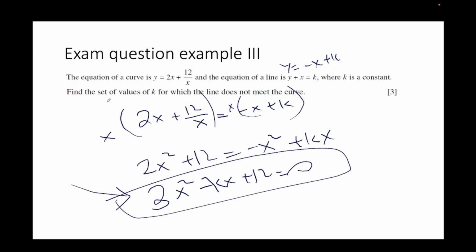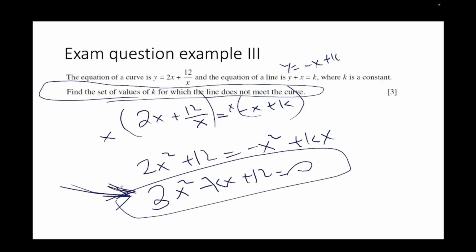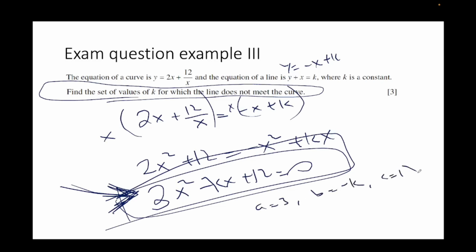We're trying to talk about the scenario in which there are no answers, because that's what it means for it not to meet the curve. No answers. Discriminant less than 0 then, isn't it? How about we find the discriminant then? We know it's discriminant less than 0, because it exists; we're dealing with a quadratic equals 0 scenario. A is 3, b is negative k, c is equal to 12. B squared minus 4ac, k squared minus 4 times 3 times 12, right? That's the discriminant. We get discriminant equals k squared minus 144.